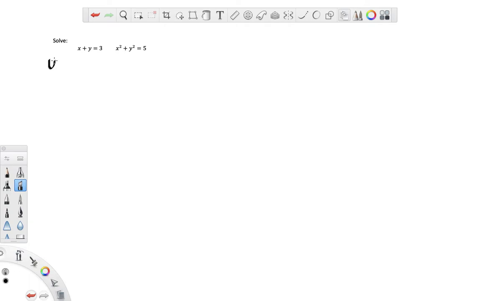Well, if we rearrange this equation, x plus y is equal to 3, as y is equal to 3 minus x. So what have I done there? I've taken x away to move x to the other side. So I've got y is equal to 3 minus x. Then I can substitute that equation into this one for y.